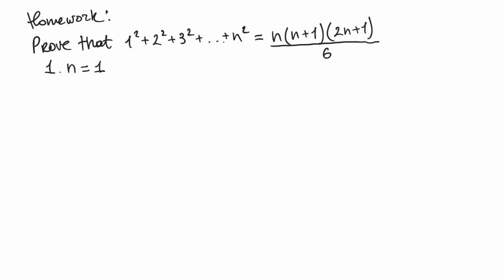What we have on the left-hand side is 1 squared, and on the right-hand side we have 1 multiplied by 2 multiplied by 3 divided by 6. And that gives us 1 in both cases. So the statement is true. Now the second step is the actual induction.